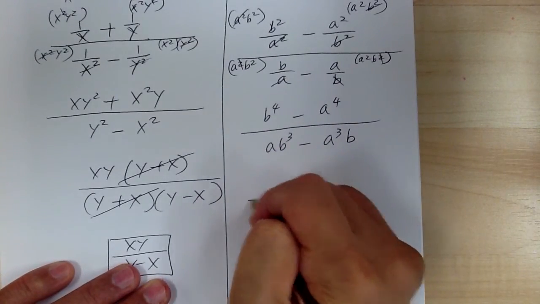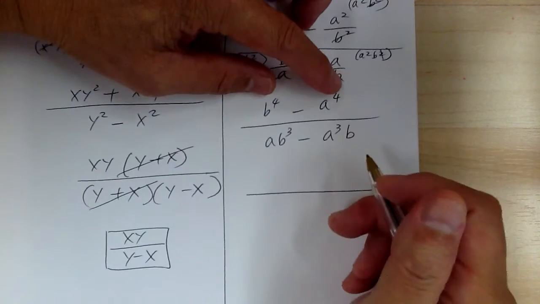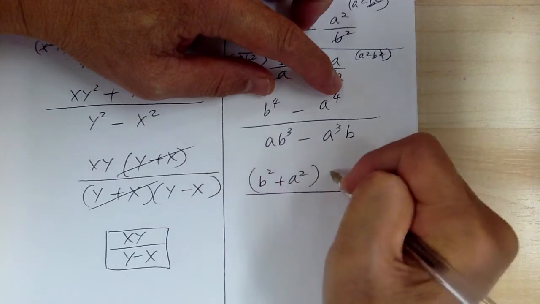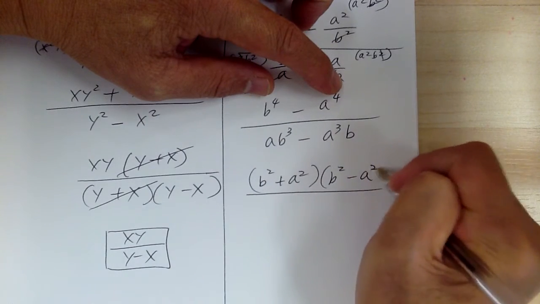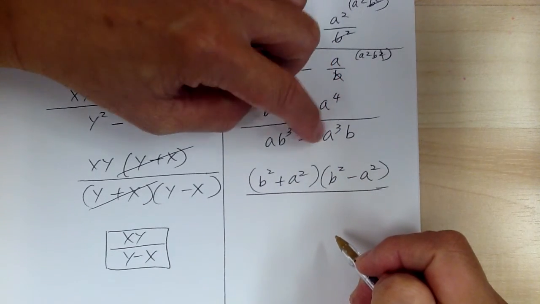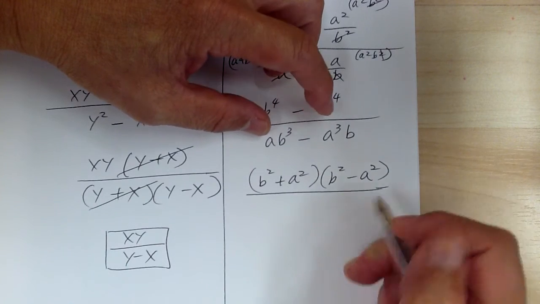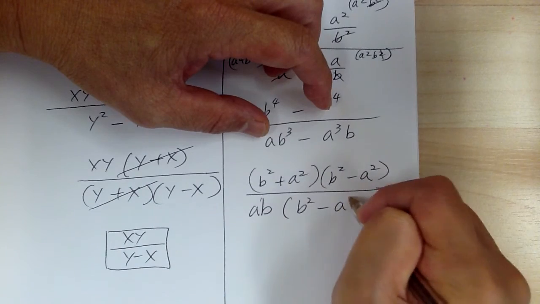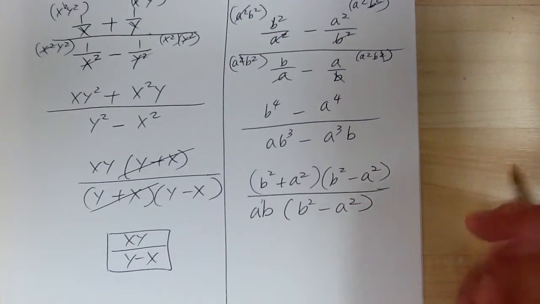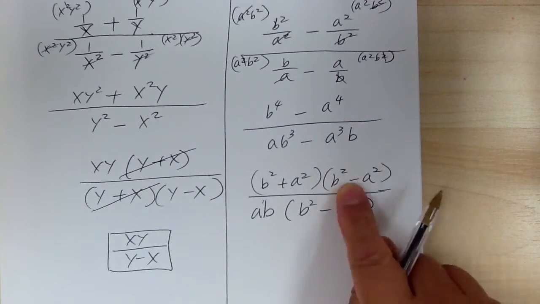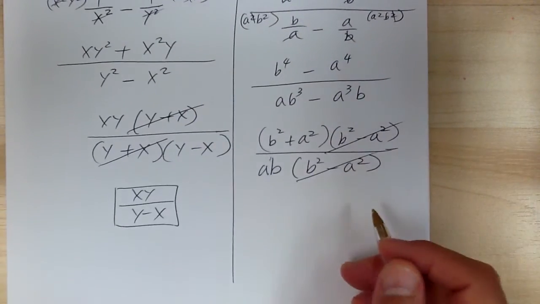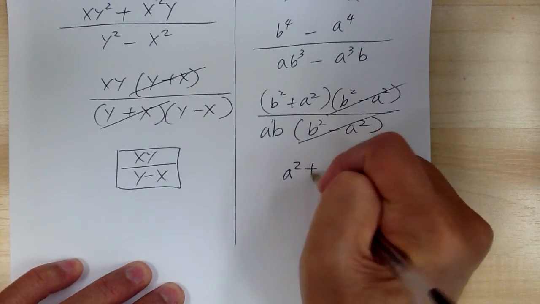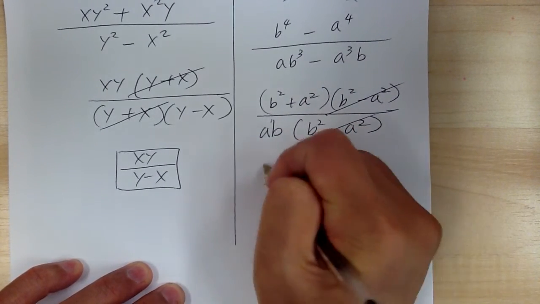Next, let's do all the factoring. So this one, you're going to get b squared plus a squared, b squared minus a squared, right? So do that one step first. This one, you can factor out the ab, so you're going to get b squared minus a squared. And this one you don't have to factor anymore because they're already able to cancel. And so that's it. I'm going to write this in the correct order, so a squared plus b squared over ab. And that's it.